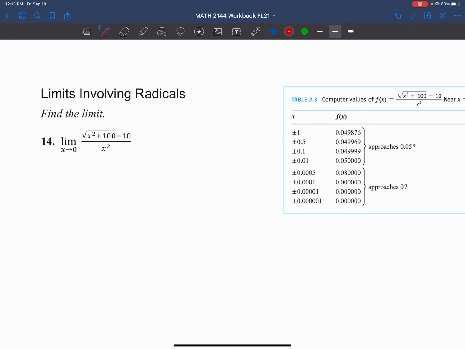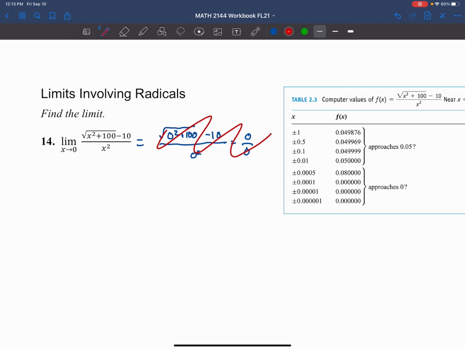The first thing we should always try is what? Plug it in. So I'm going to try to plug in 0, and I get 0 squared plus 100 minus 10 over 0 squared. And this, of course, is going to be 0 over 0. You kind of saw the pattern; we're going to run into that. So I'm going to cross that out. That did not give us the answer.